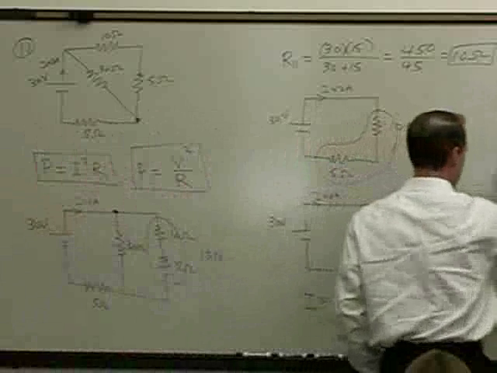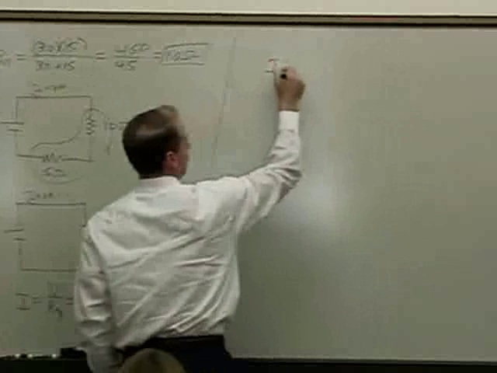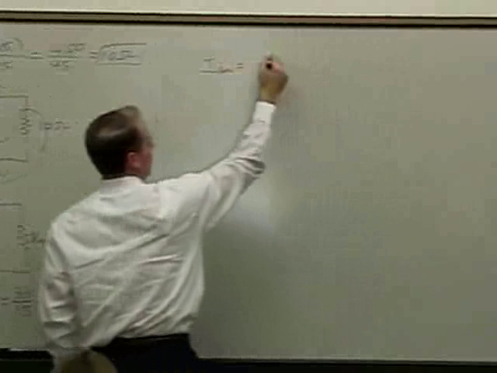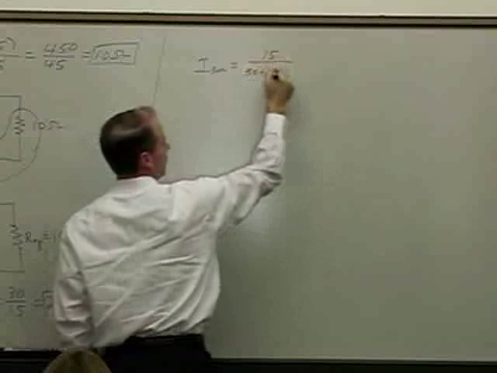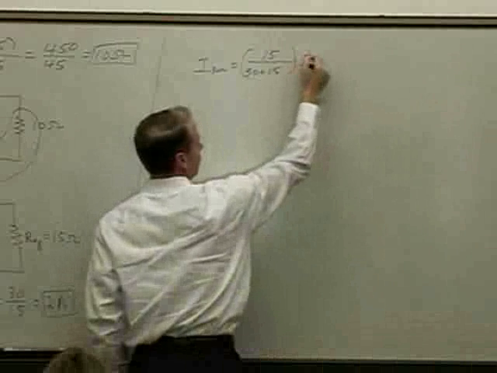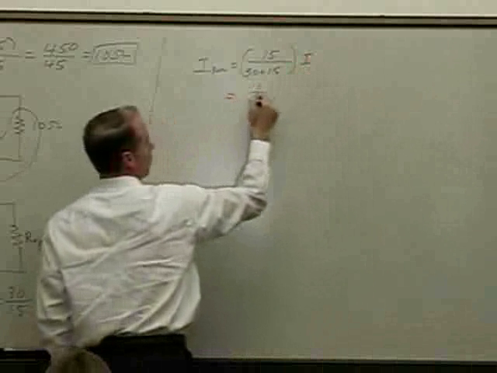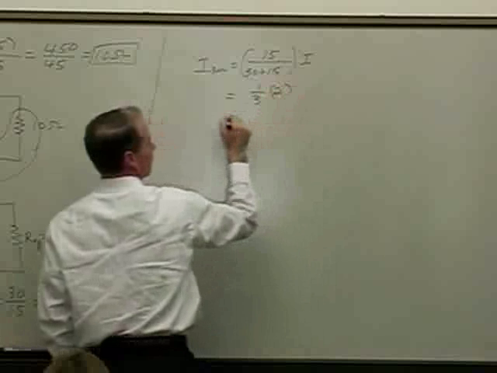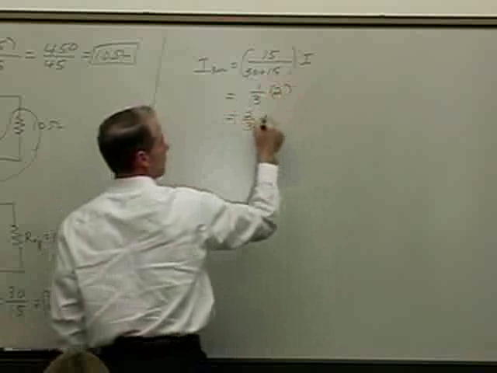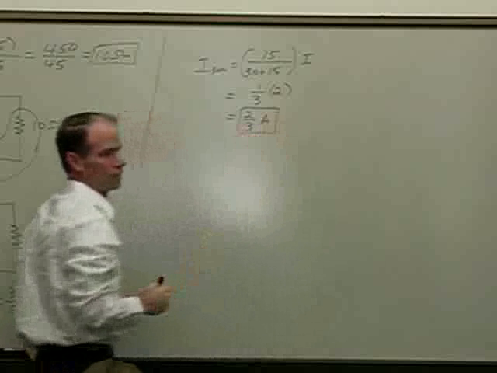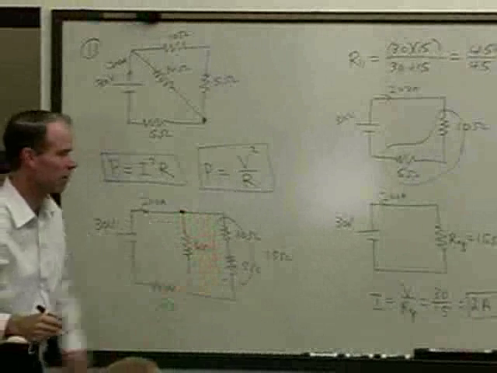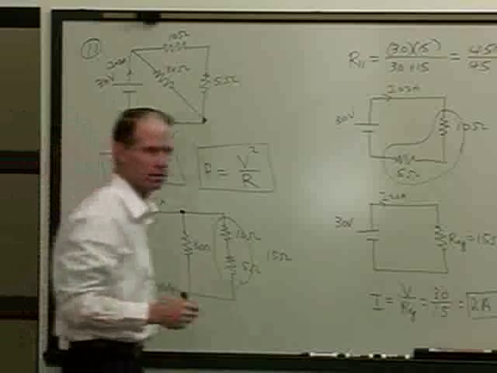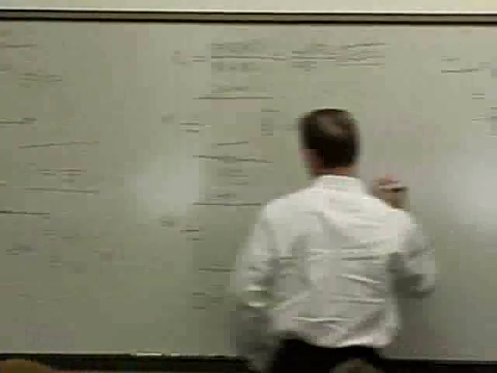But if we write it like this, current through the 30 ohms is going to be the opposite resistor, 15, over 30 plus 15, times the current coming in. That's going to be 1/3 times 2 amps, 2/3 amps. That's what's going through this, and the rest of it, the 4/3 amps will be going through the other branch, the split. But we only want to know that current.